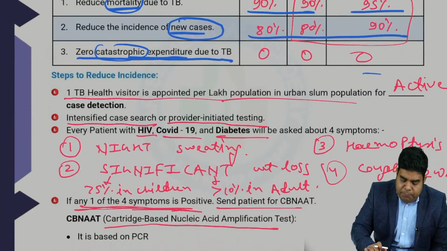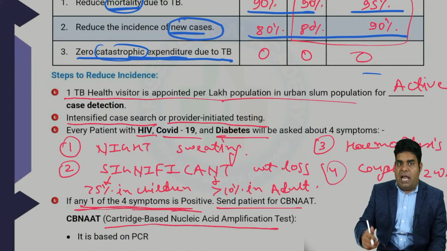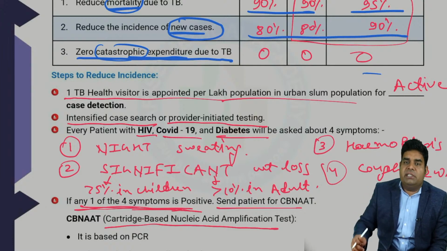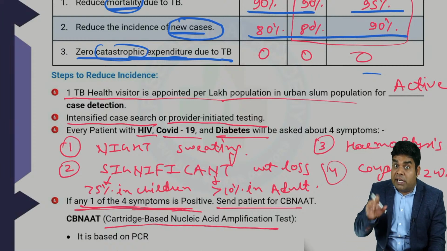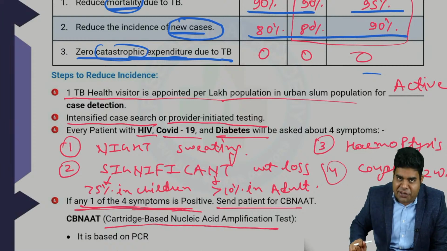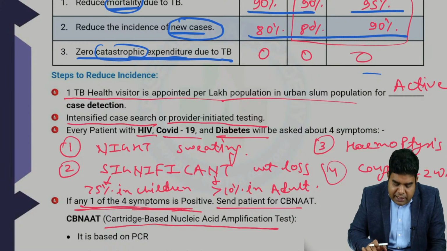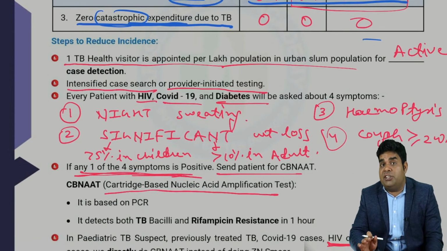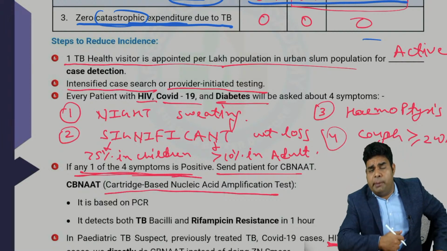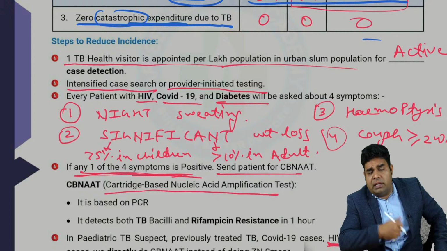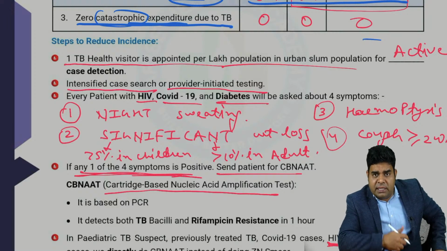Now, what is the new work which has been done is there is a TB health visitor who will be recruited for every 1 lakh population in urban slum areas for detection of hidden cases of TB, active case detection. Second thing is intensified case search or provider initiated testing. They are asking a lot of questions from here. Like, who are the providers of TB drugs? You people. You are the ones who do the case search and provide medicine.